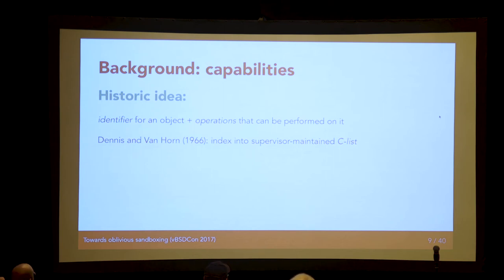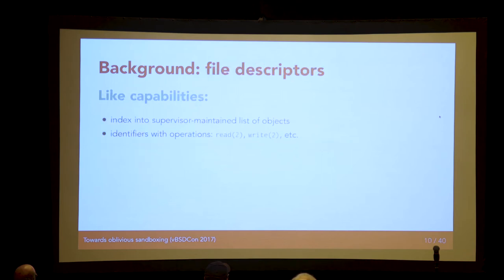And you might be twigging, that sounds kind of familiar. That sounds like something that I know as a Unix person. Indeed, that's because capabilities influenced PSOS, and PSOS influenced Multics, and Multics influenced Unix. And what do we have in Unix that sounds like a set of identifiers for an object, with operations that can be performed on them, in a supervisor-maintained list for a process? Does that sound at all familiar? File descriptors, yes. File descriptors are a bit like capabilities.